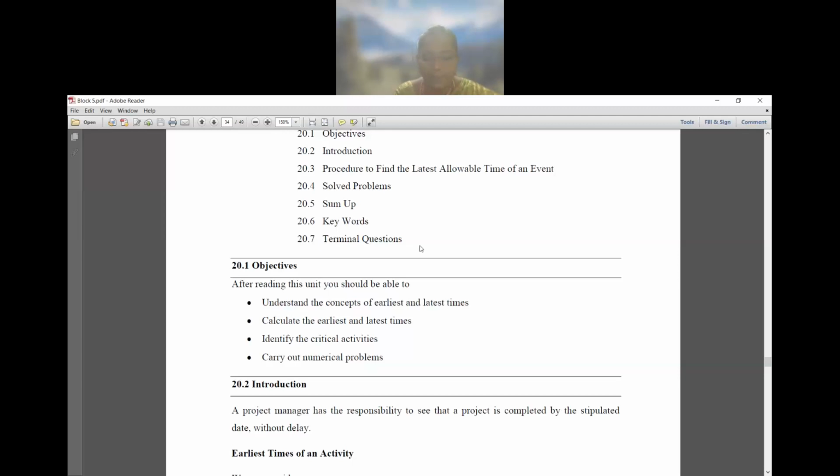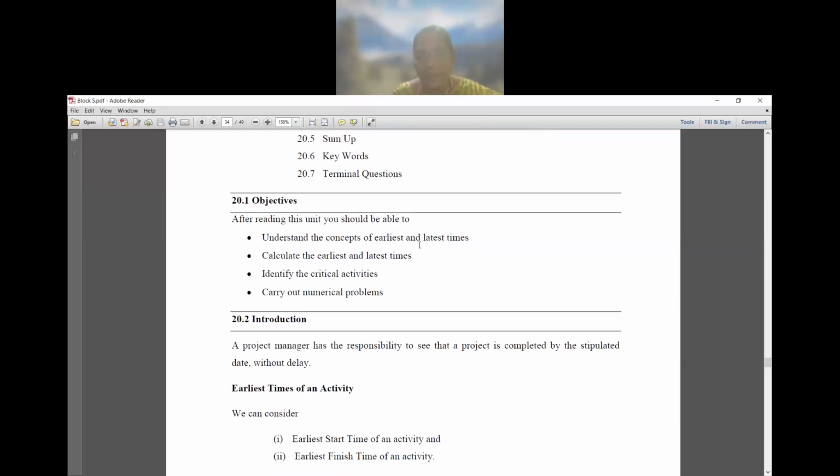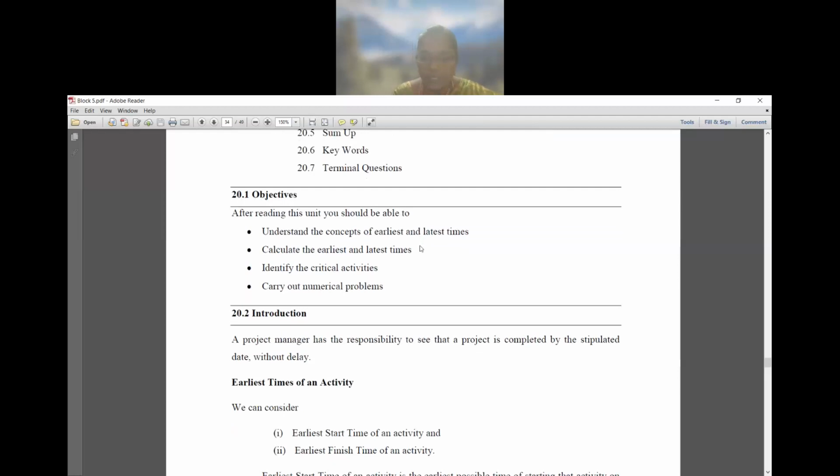Next, introduction of this unit. A project manager has the responsibility to see that a project is completed by the stipulated date or day without any delay.